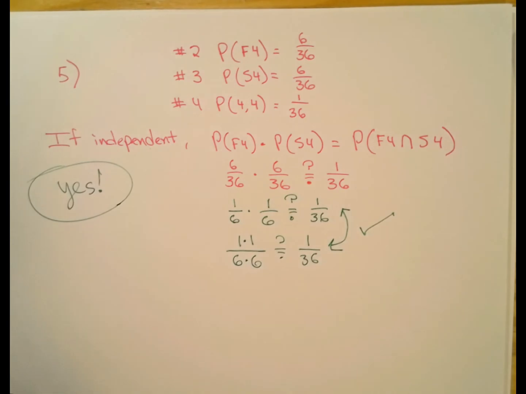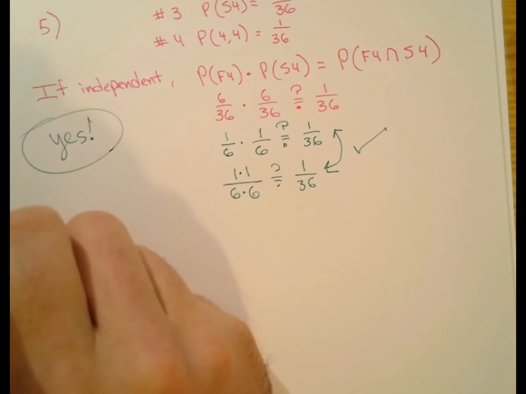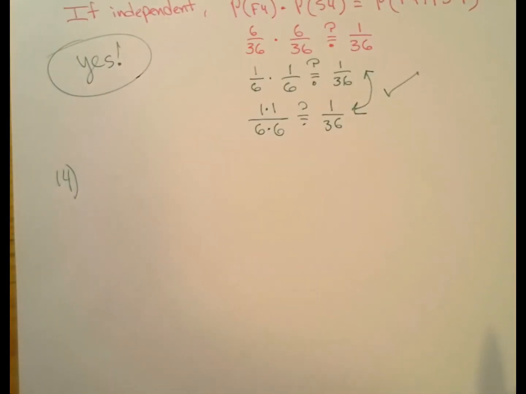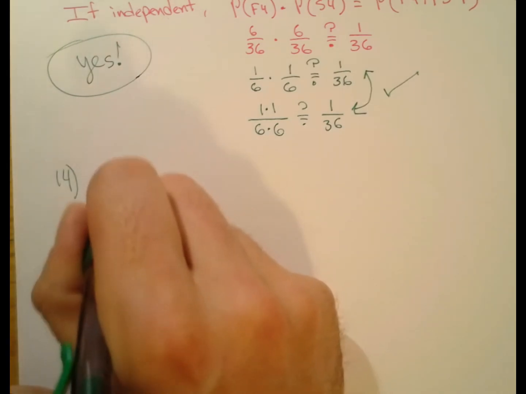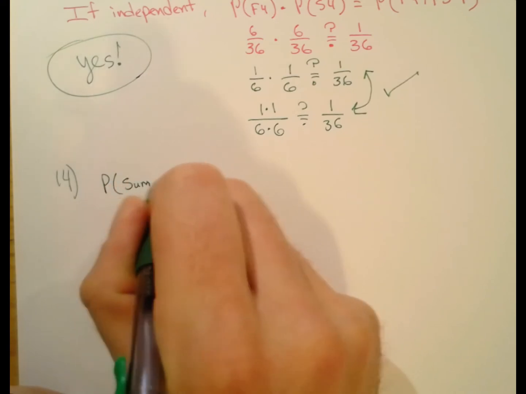What else kind of looked a little hard here? The probability of... let's look at maybe number 14. There are some individual parts here. What is the probability of the sum is even and the product is odd? So let's take a look here. Probability of sum even.